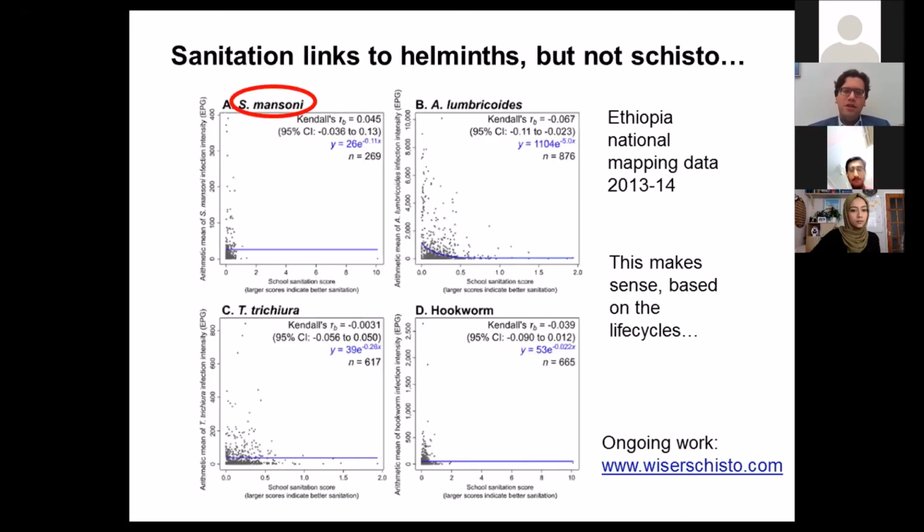And here it was interesting because we actually found that the quality of the sanitation did not link to schistosomiasis, but it did link to other types of helminth diseases. So other types of worms like hookworm, for example. So this is data from Ethiopia in 2013 and 14.